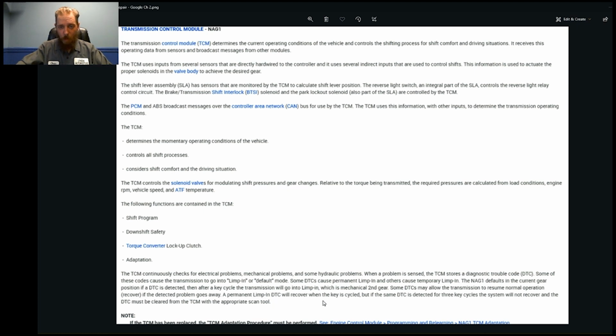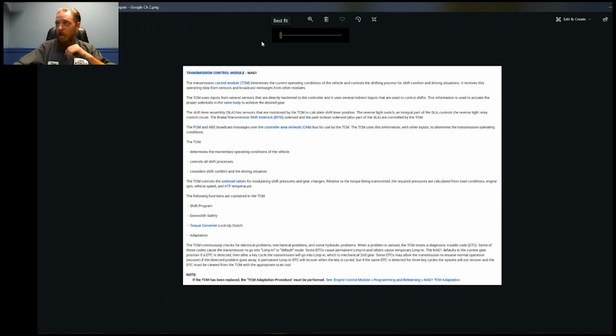Some DTCs may allow the transmission to resume normal operation and recover if the detected problem goes away. Permanent limp-in will recover when the key is cycled, but if the same DTC is detected for 3 key cycles, the system will not recover. The DTC must be cleared from the TCM with a scan tool. So even though that's not relevant to what we're doing at this point in our diagnosis, it is a nice little thing to keep in the back of your mind, and it may come in handy when you're diagnosing a further concern.